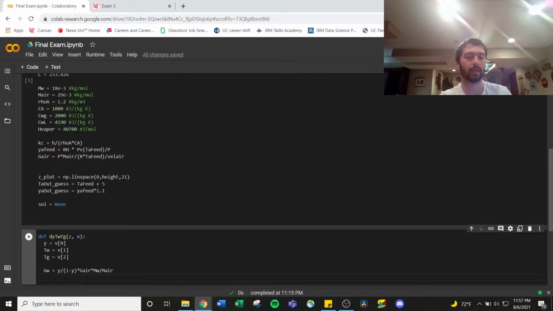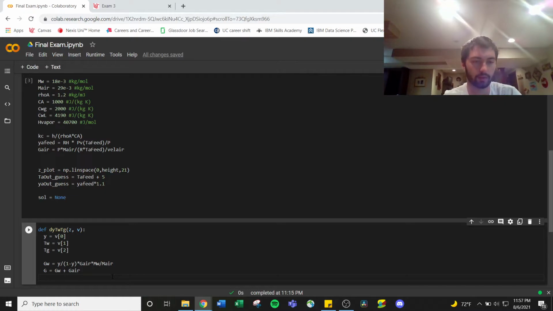And that is now our gas flow rate of the water, and that's water in the gaseous phase. So now we can add the gas flow rate of the water with the gas flow rate of the air to get our total gas flow rate. Alright, so now we have our total gas flow rate, which we used in a few of the differential equations.